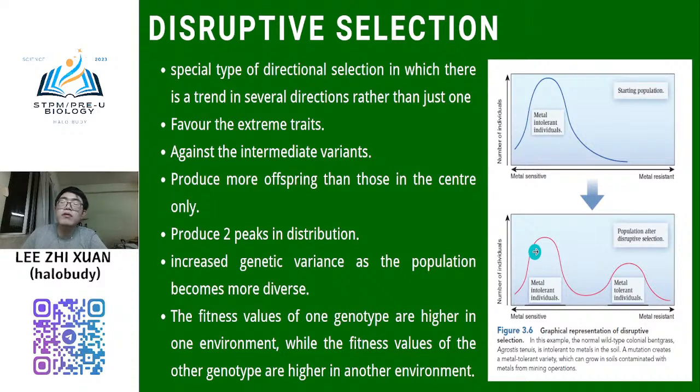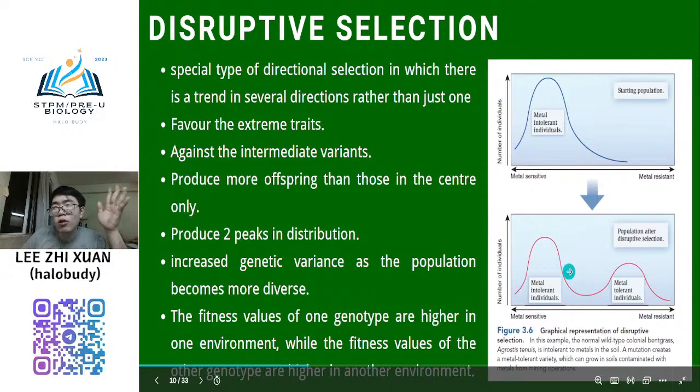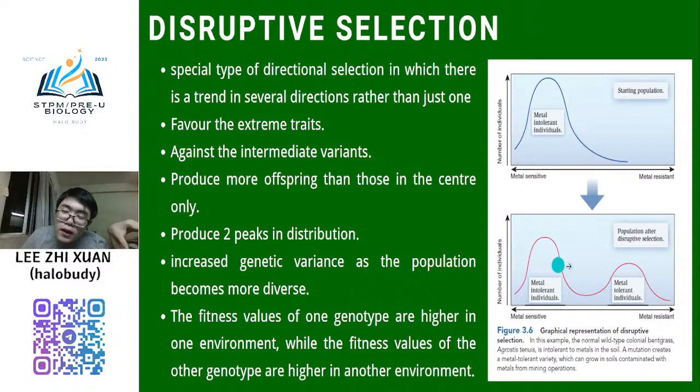Either it is very low or very high. For this one, either it is very sensitive or very resistant. There is no middle ground, no intermediate one. Either the organism is very sensitive or the organism is very resistant.